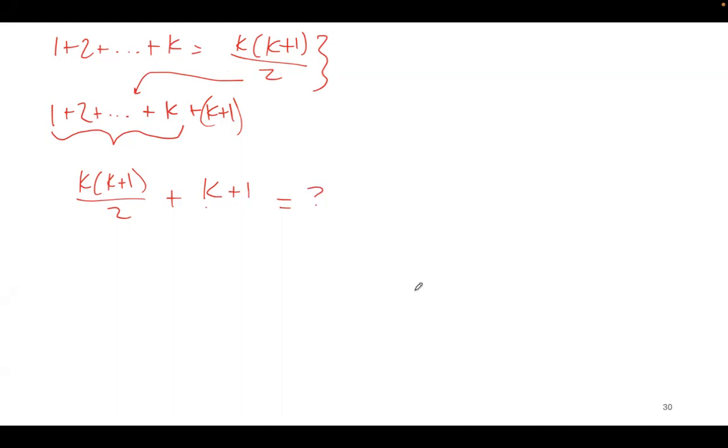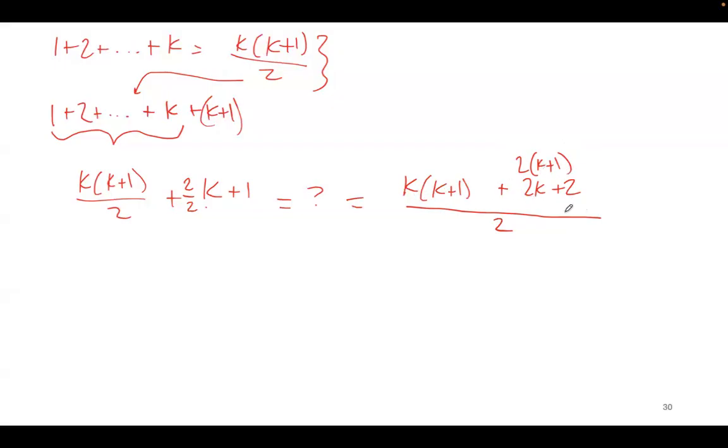So let's do the math, do the algebra, work it out. If we want both of these on the same denominator, we can multiply this guy by 2 over 2. Then we get k times k plus 1 plus 2k plus 2 over 2, right? So we've now brought this guy into the fraction world. We can factor the 2 out: 2 times k plus 1.